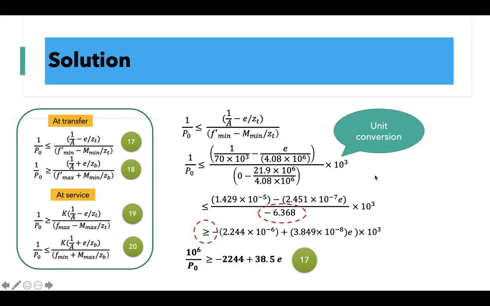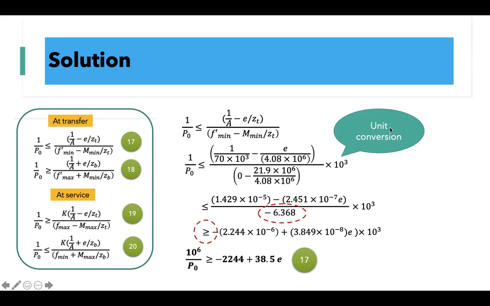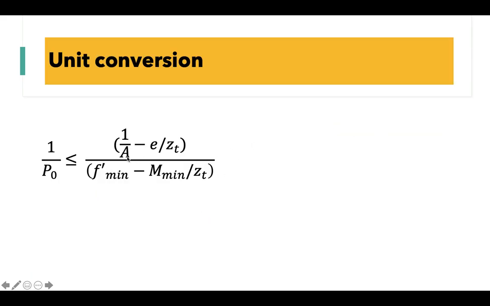We are going to look through the unit conversion. This is one example, from equation 17. These are the units that we are using here: millimeter square for the area, millimeters for the eccentricity, millimeter cube for ZT, and F prime minimum is Newton per millimeter square.